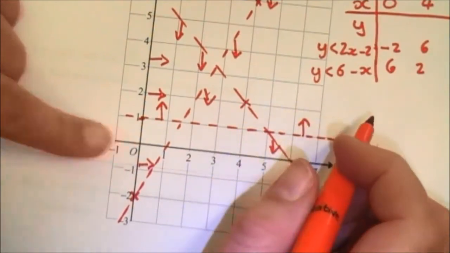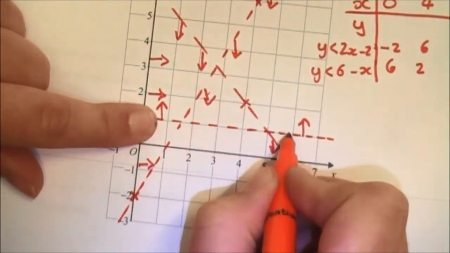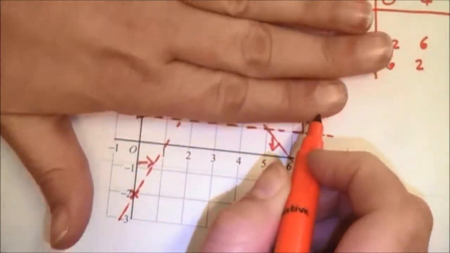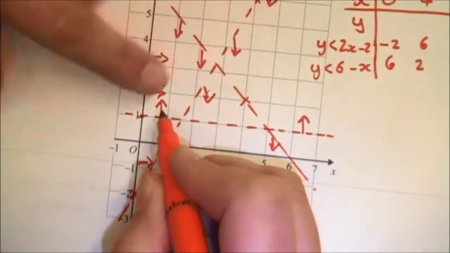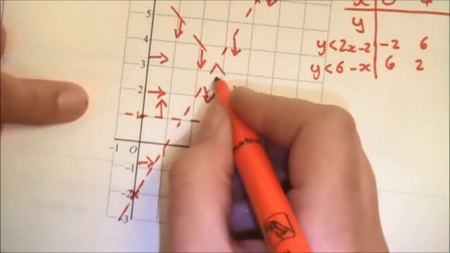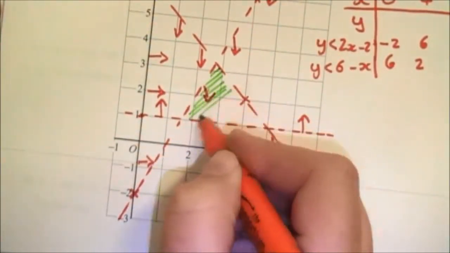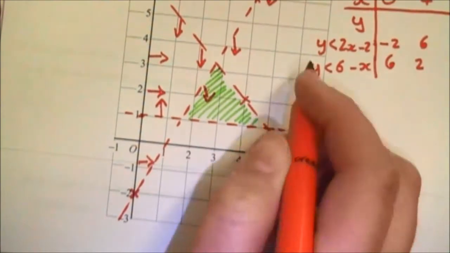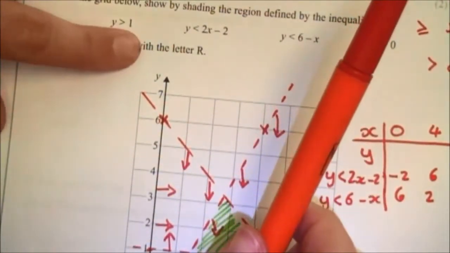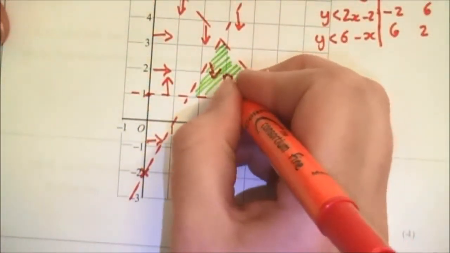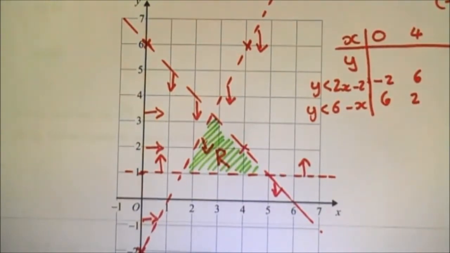So now I need to shade the region. This looks a bit confusing, but remember it's got to be above this first line, so it's got to be up here. It's got to be below that dotted line and below that dotted line and over this side. So that leaves me with this as my shaded region. And they very specifically tell me to mark this region with the letter R. So there's my region.